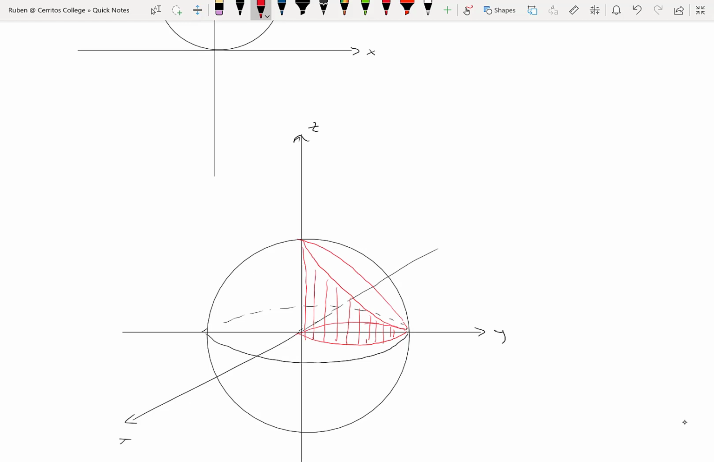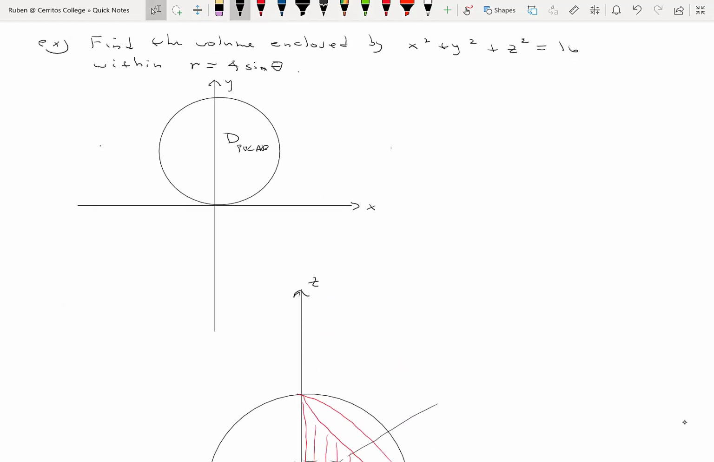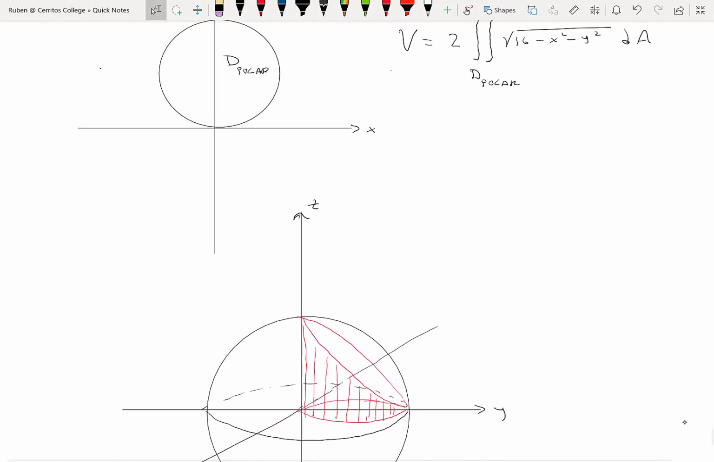Let's find the volume. The volume, to get both the upper and lower portions, is 2 times the double integral over the projection in the xy plane, D polar, of the square root of 16 minus x squared minus y squared dA. The basic setup is a double integral. Okay, so now let's go to polar.